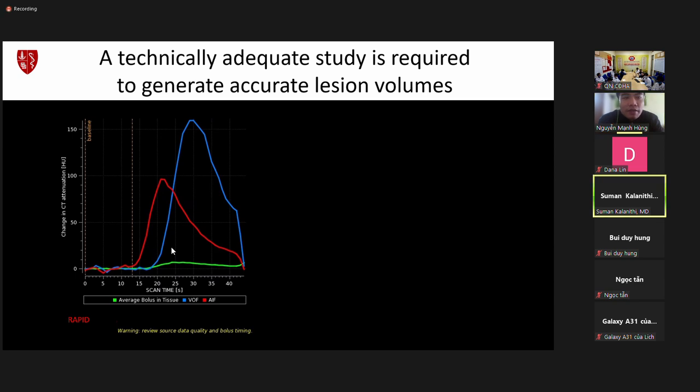Endarterectomy? No, no. For endarterectomy, we don't really know the value of that.